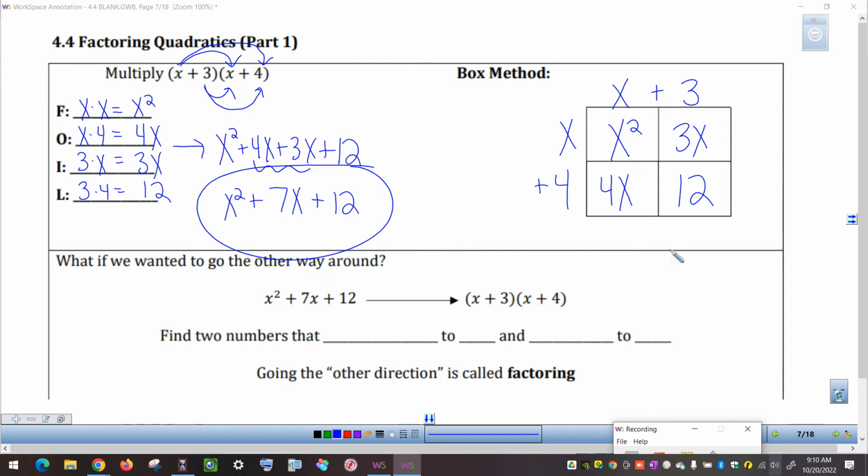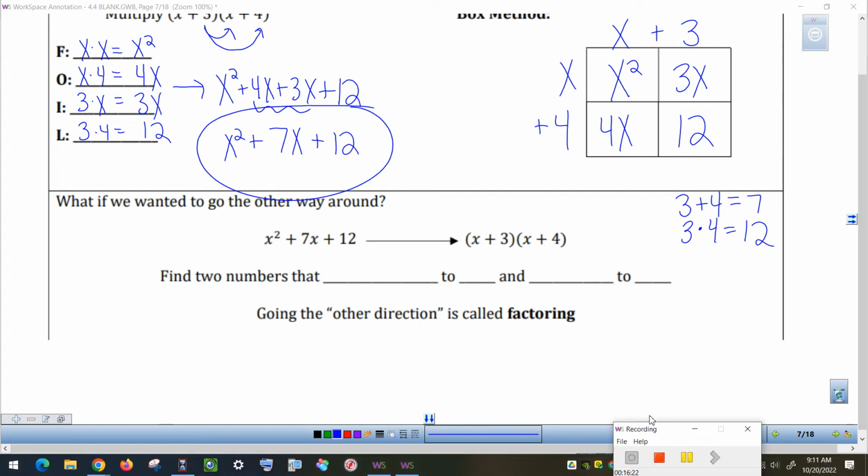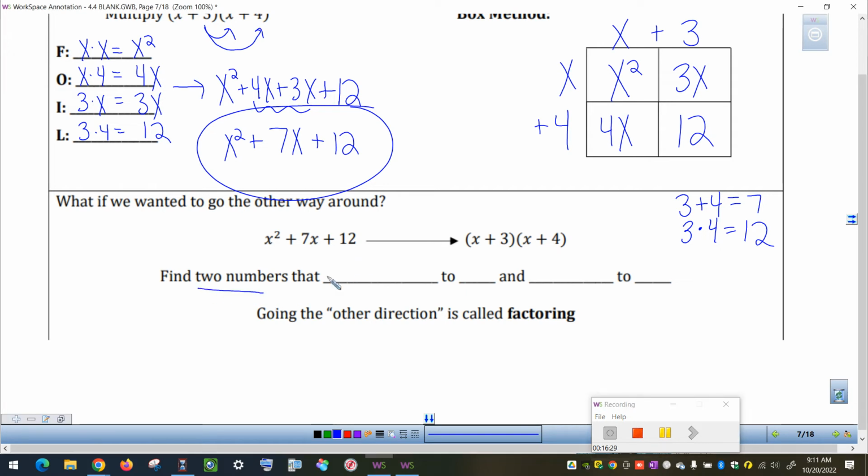All right, so let's just notice that here. 3 plus 4 was equal to 7. 3 times 4 was equal to 12. So if we wanted to go the other way around and figure out how to fill in the parentheses, we would need to find two numbers that multiply to 12. It's always going to multiply to the number at the end. And at the same time, we want them to add to 7. They're going to add to the number in the middle.